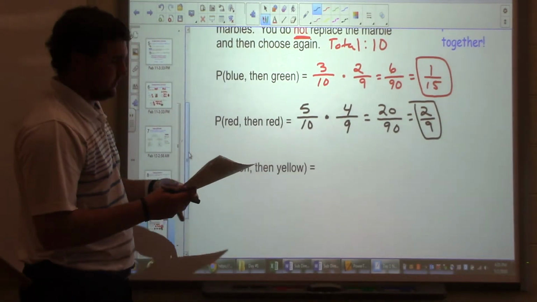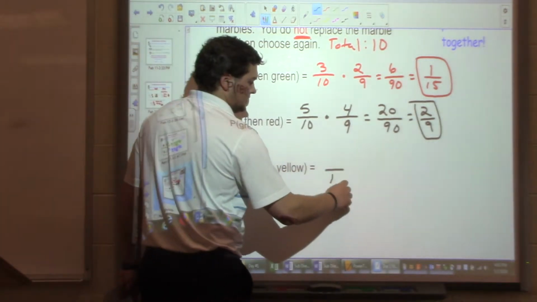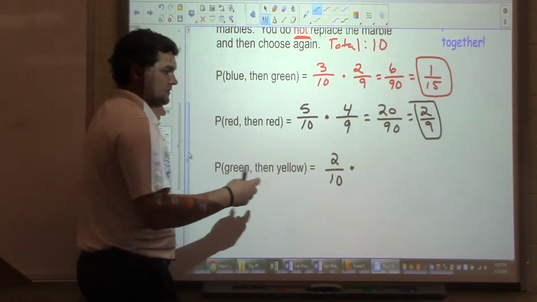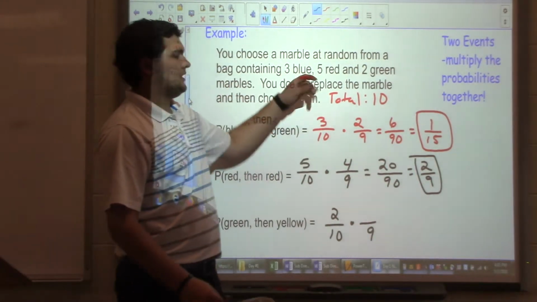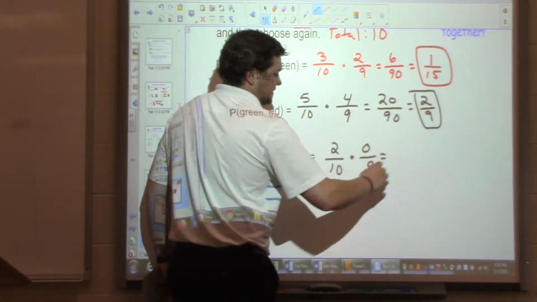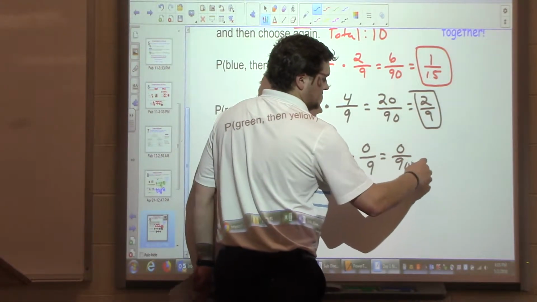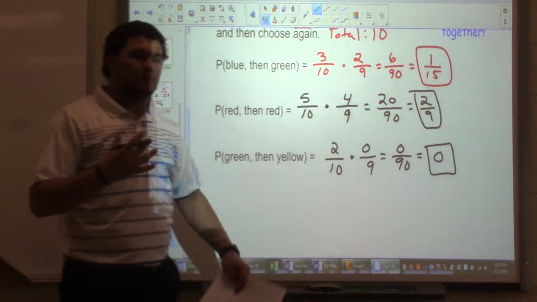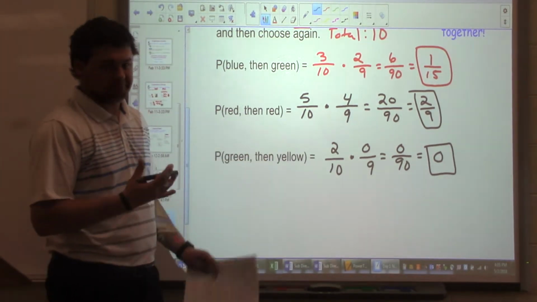Our last example here, probability of green and then a yellow. Well, we know there's 10 total. There's 2 green times yellow. So, over 9. I go back up here and look, how many yellow do I have? I don't have any yellow in there, so I put a 0, right? There's absolutely 0 chance I'm going to pick a yellow. 2 times 0 is 0 over 90. Well, that's just going to equal a big fat 0. Right? There's no possible chance that I'm ever going to pick a yellow. So it'll never happen that I pick green and then a yellow. Pretty easy.